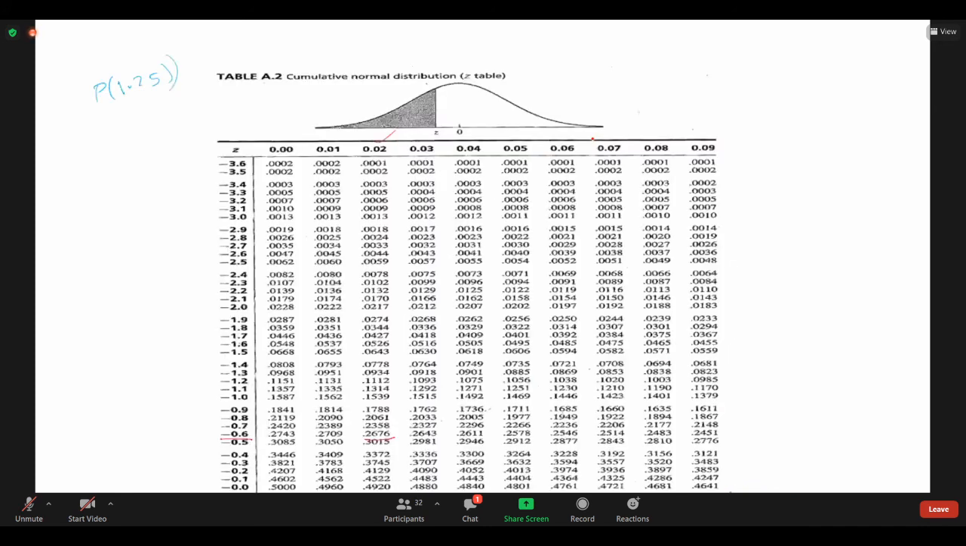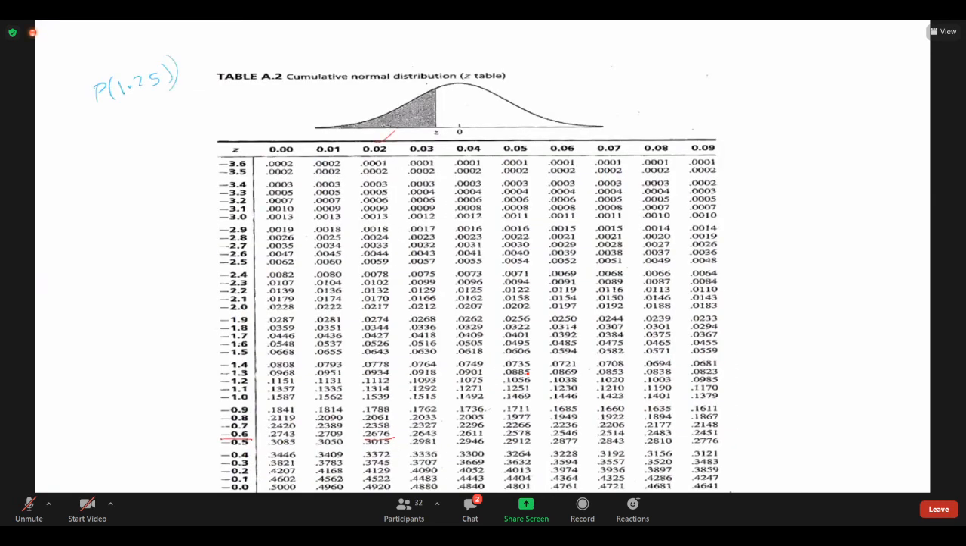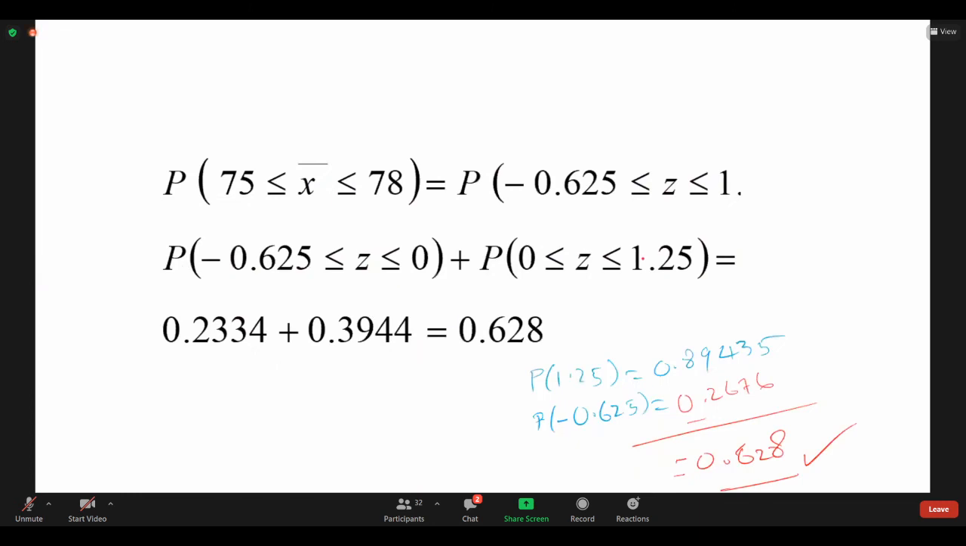Now we'll start the next one. All of you see this problem and go through this question. The value is 0.628 or 0.6278. That is also right. Very good. Your answer is also right, ma'am.